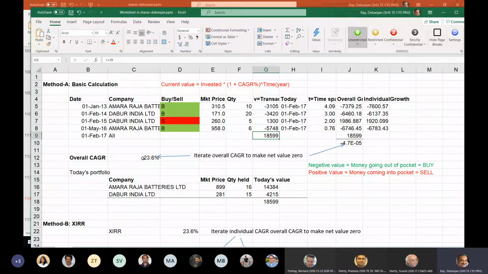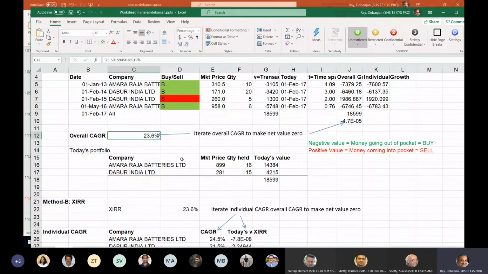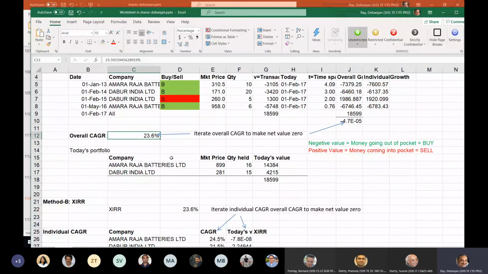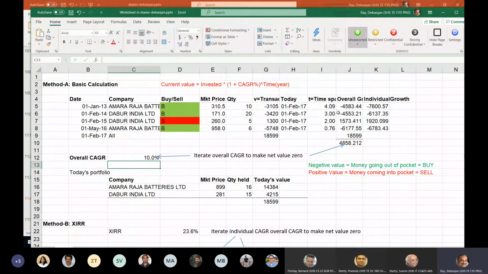First, I assume that the overall CAGR is, say, 23.6%. It can be much less also. Okay, say, let's assume that I am having some 10%. Now, if I put the 10%, you will see this one is the overall growth.